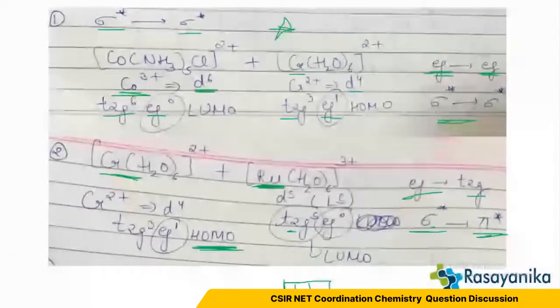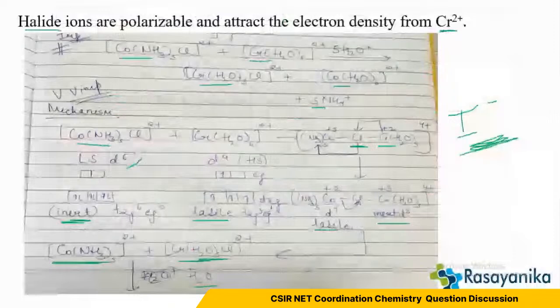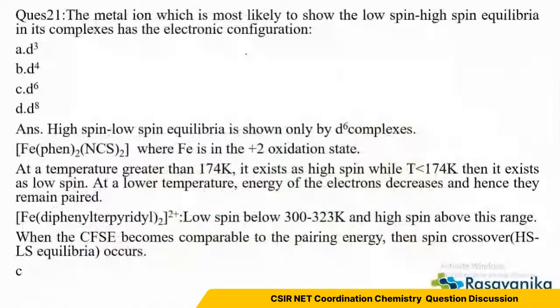Okay, if we see the next question. The metal ion which is most likely to show the low spin high spin equilibria in its complexes has the electronic configuration. Okay. So low spin high spin equilibria in its complexes. So these are the configurations that have been given. So you have to see that high spin low spin equilibria is shown only by D6 complexes. Okay, only the D6 complexes show the low spin high spin equilibria.